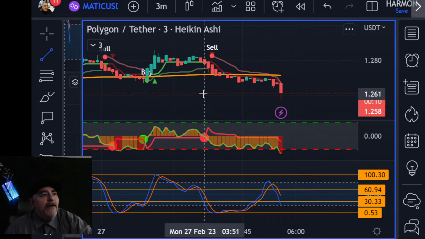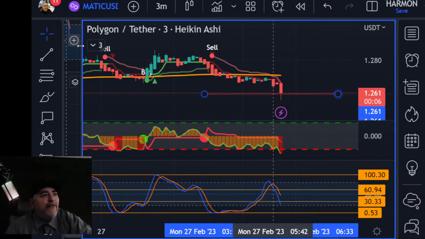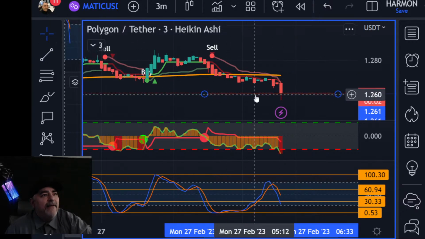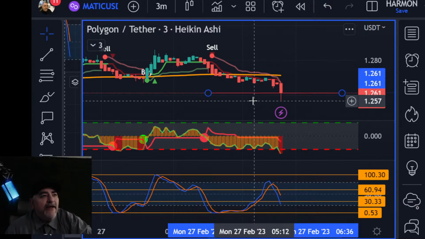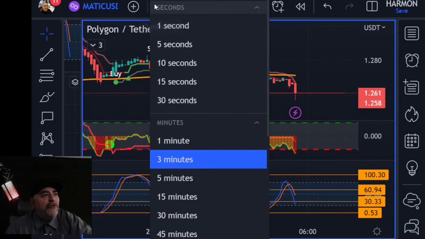Now, where could we have got in this trade a little better, right? And that's what I'm learning here. That's what I want to look at. I want to see if this bounces back up because of the 15 minute, right? That's what I'm looking for. So where could we have got in this short, right?